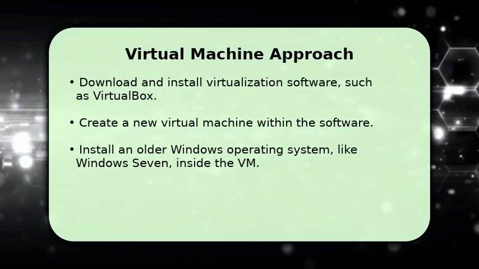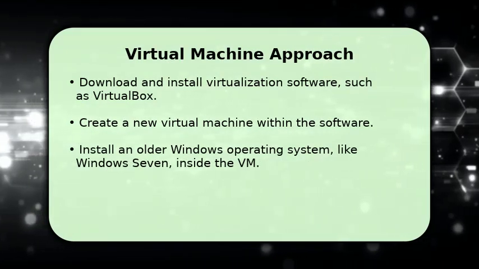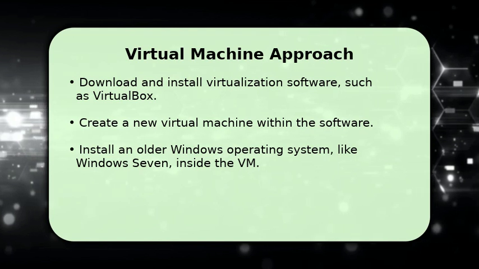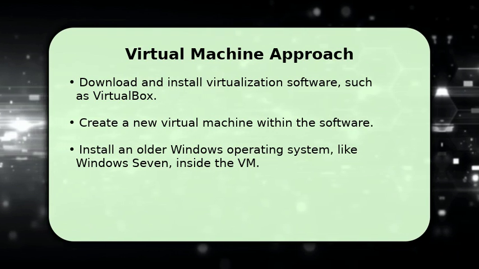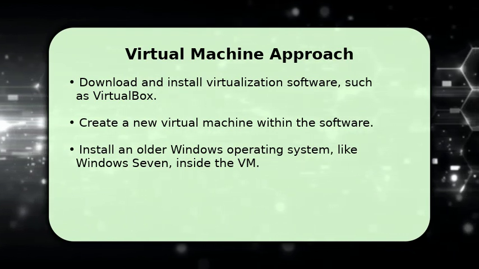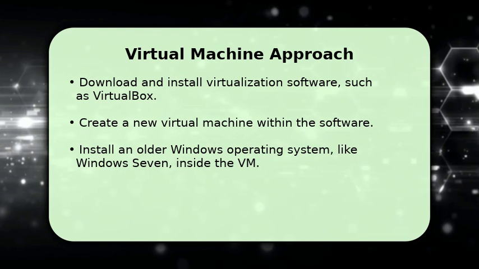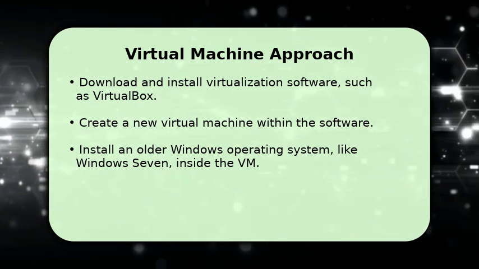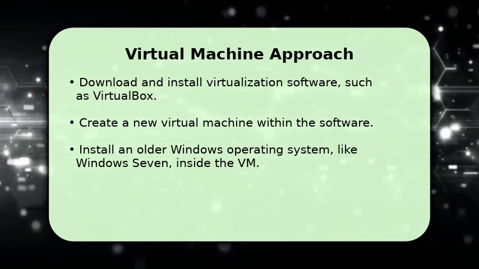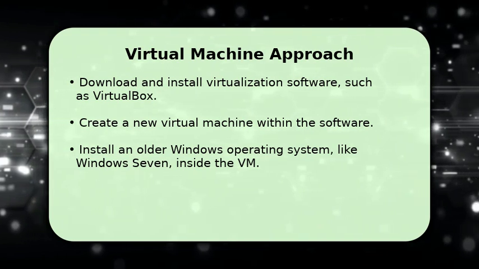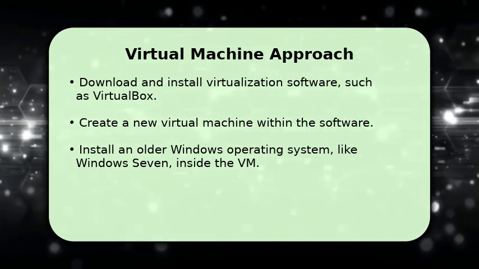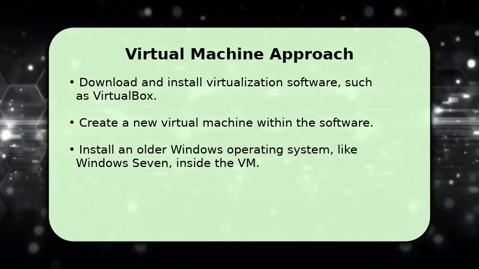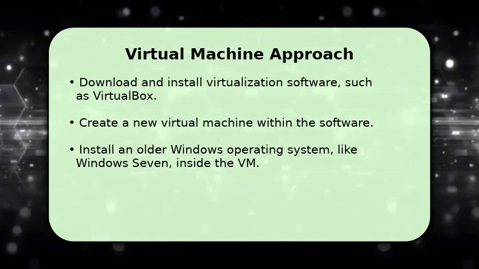For the most reliable experience, a virtual machine is recommended. Install virtualization software like VirtualBox. Create a new virtual machine and install an older operating system, such as Windows 7, within it. Allocate sufficient resources. For example, give it at least 2 GB of RAM and 20 GB of hard drive space. This creates a dedicated environment for FIFA 14, bypassing many modern operating system conflicts.